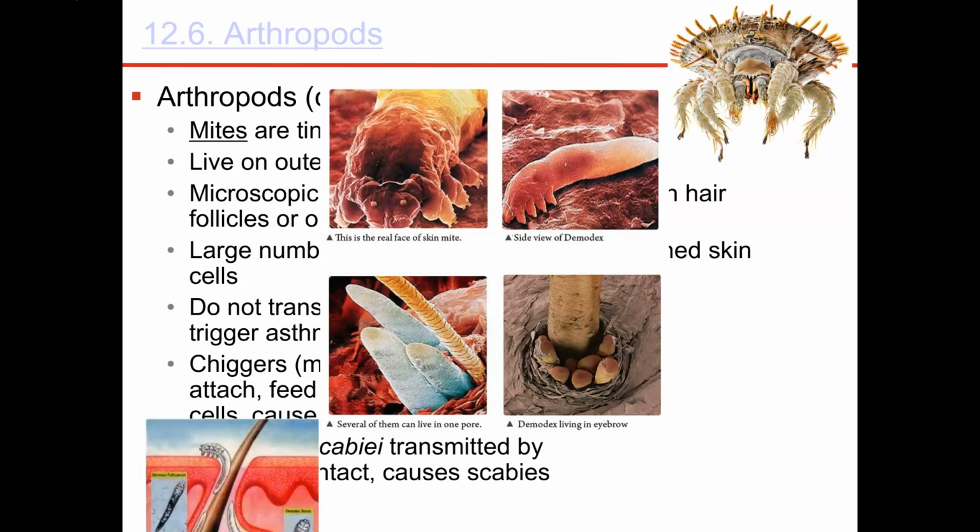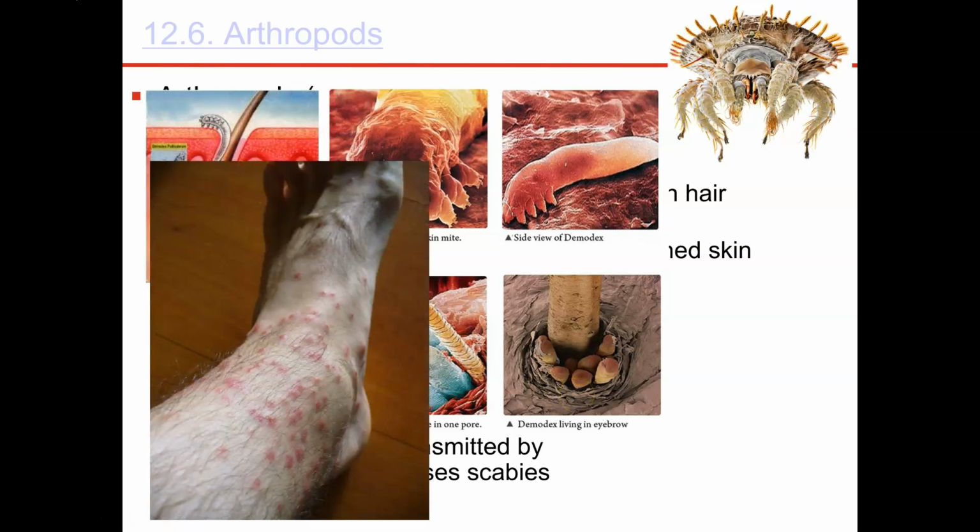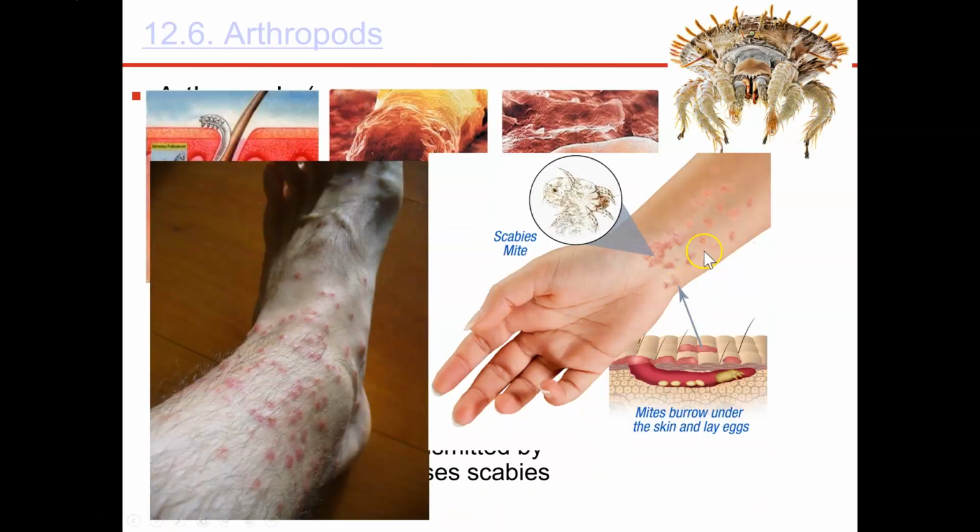So here's Demodex. I told you Demodex lives in our skin, kind of like a little adorable puppy dog living in our skin. That's chiggers. And scabies occurs when Sarcoptes scabiei gets into your skin and burrows under your skin, causing severe rash and itch that's typically associated with the different joint areas. So you'll see them around different joints.